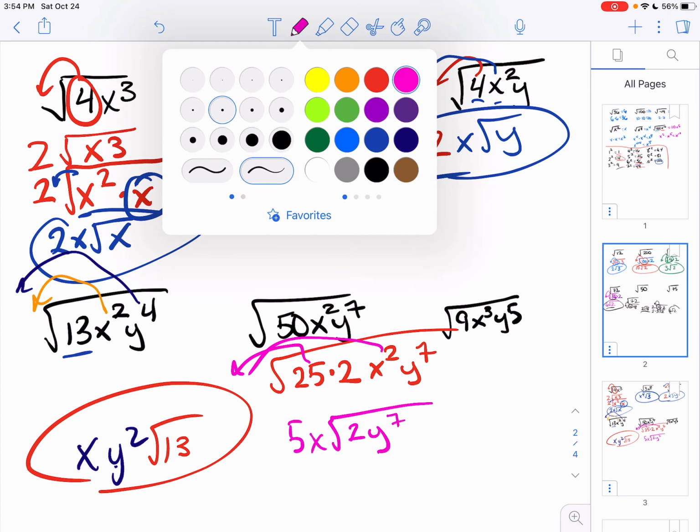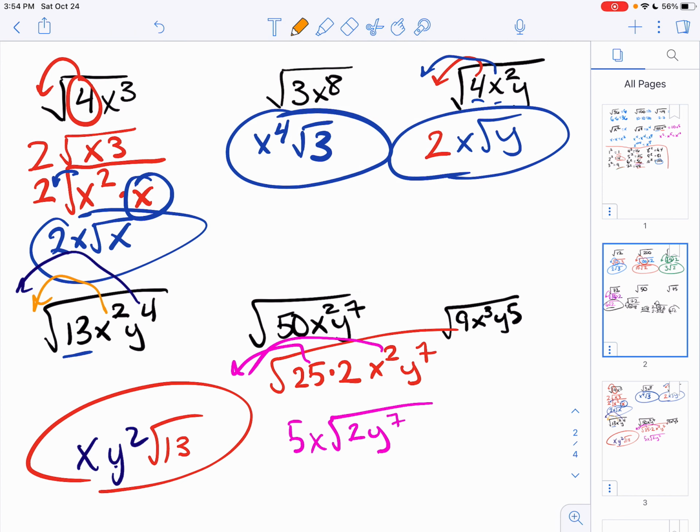I'm not done yet, because even though y to the 7th isn't a perfect square, I can bring this down as 5x, and then I can have y to the 6th times y. The reasoning for that is because y to the 6th is a perfect square, because 6 is even. So I can bring this outside, take the square root of it. So I get 5x, y to the 3rd, and then what's left inside? 2y.